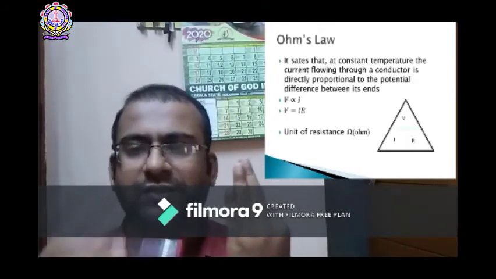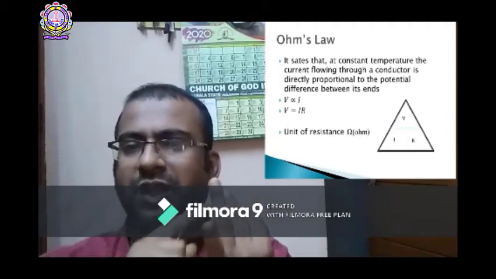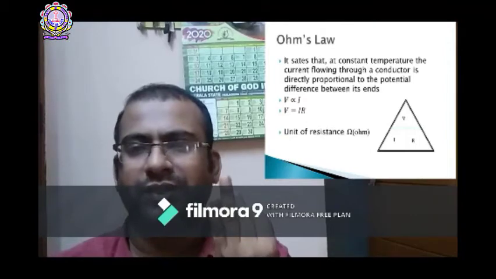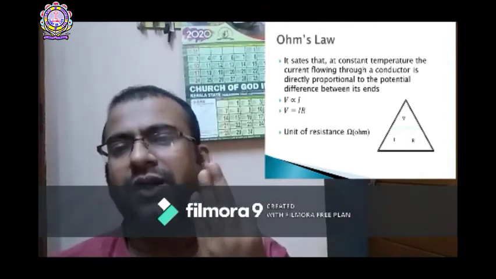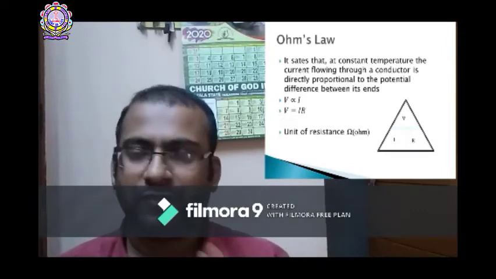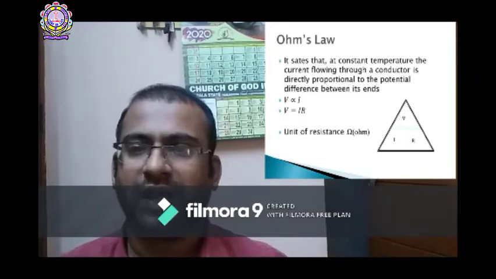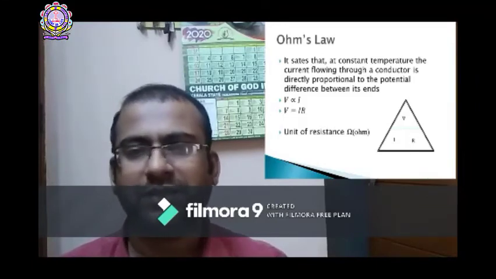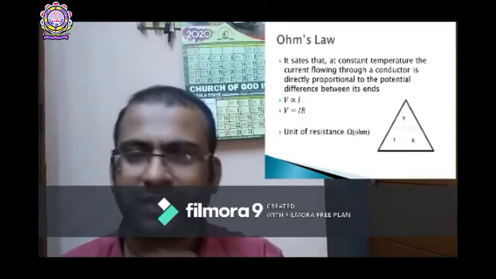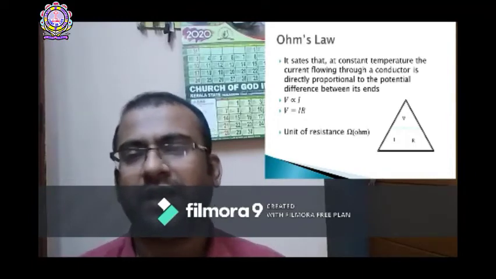And for a conductor, there is no need to consider pressure and volume. They are not going to change. So we only consider temperature. That is why we say at constant temperature. If you say constant physical state, that is also correct. That is the more correct wording. But here the only affecting thing is temperature. That is why we say it like that.